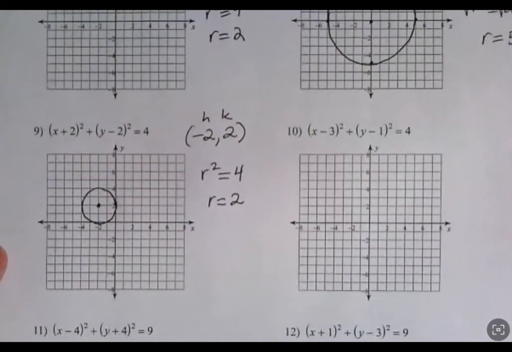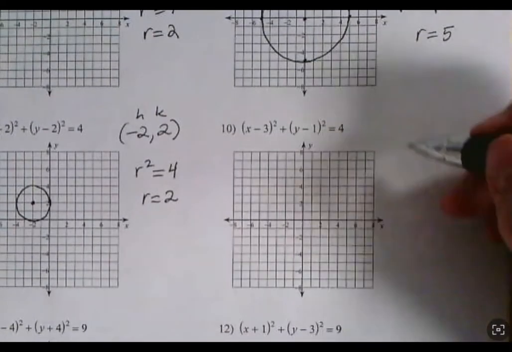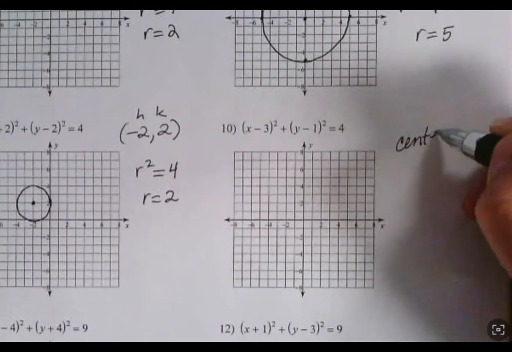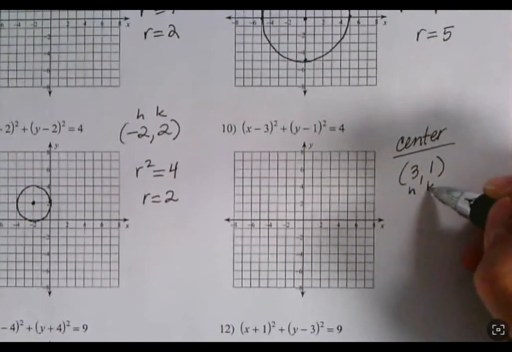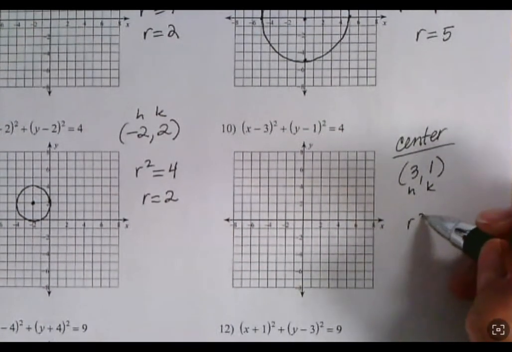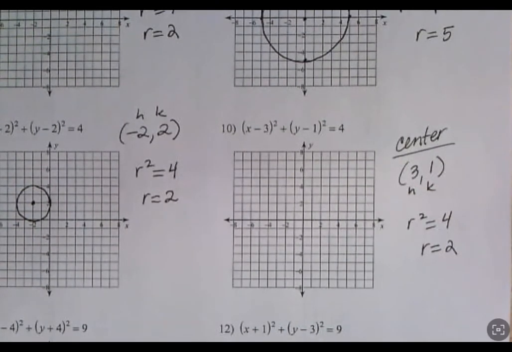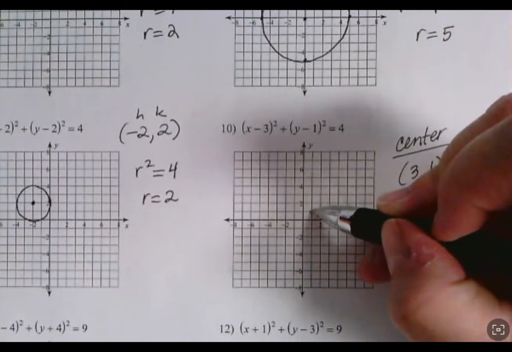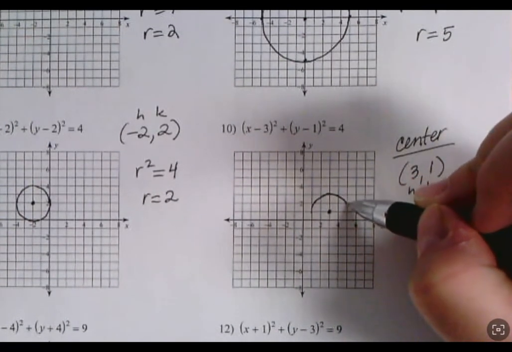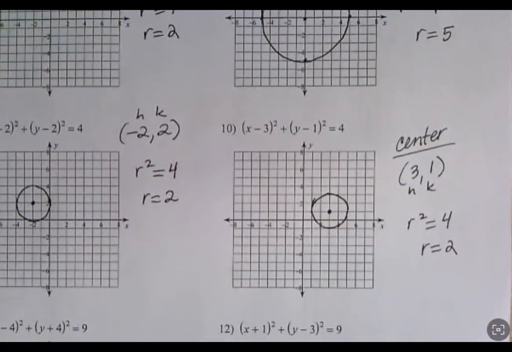All right, over here on number 10, with both of these being minus, my h and my k are both going to be positive. So 3, 1 is my center. And we keep having this radius squared is 4. We have a theme going on, radius is 2. So 3, 1 right here, and there's my circle.